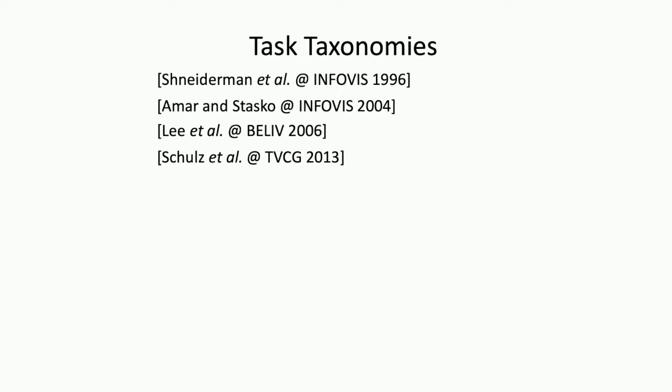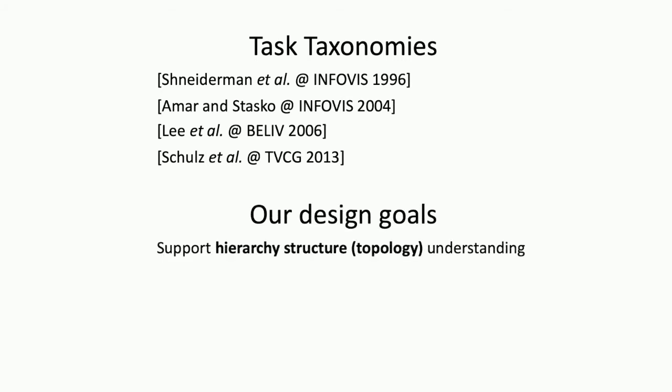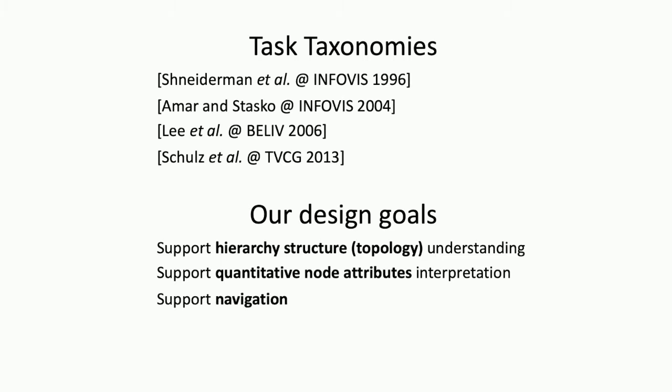At the beginning of this project, we reviewed the literature and identified our design goals. First, we want to support hierarchical structure understanding. Second, we want to support quantitative node attribute interpretation. And last, we want to support navigation. So we developed interactions to meet those goals. I will use hierarchical plot as an example to demonstrate what kind of interactions we have.